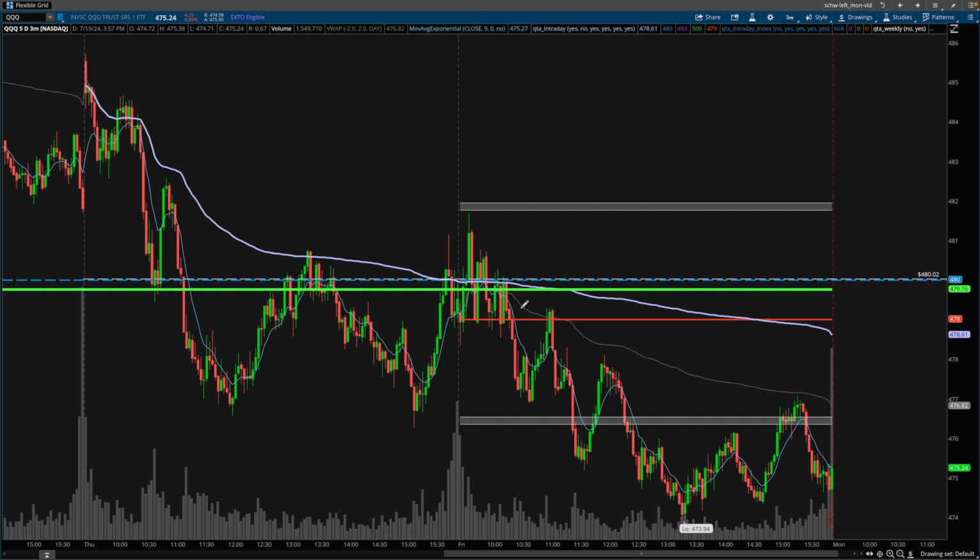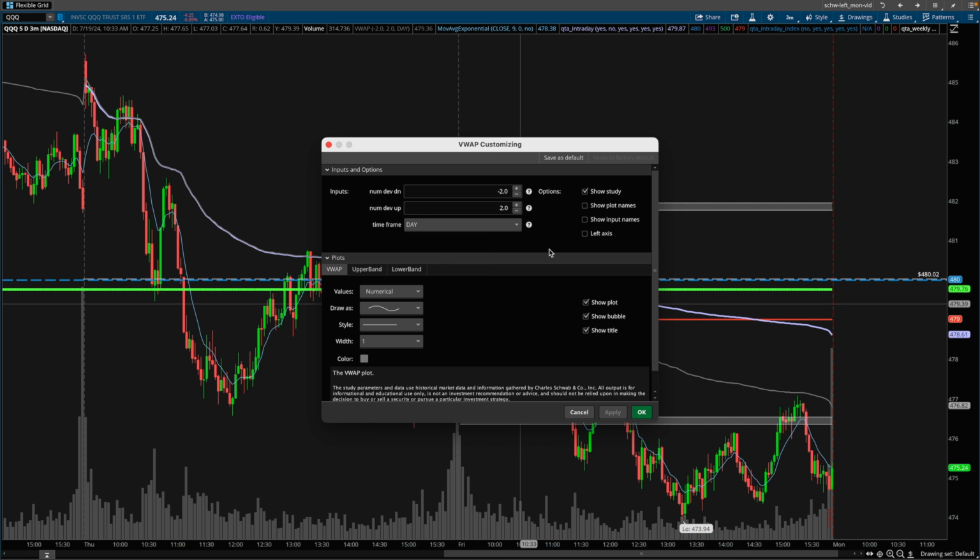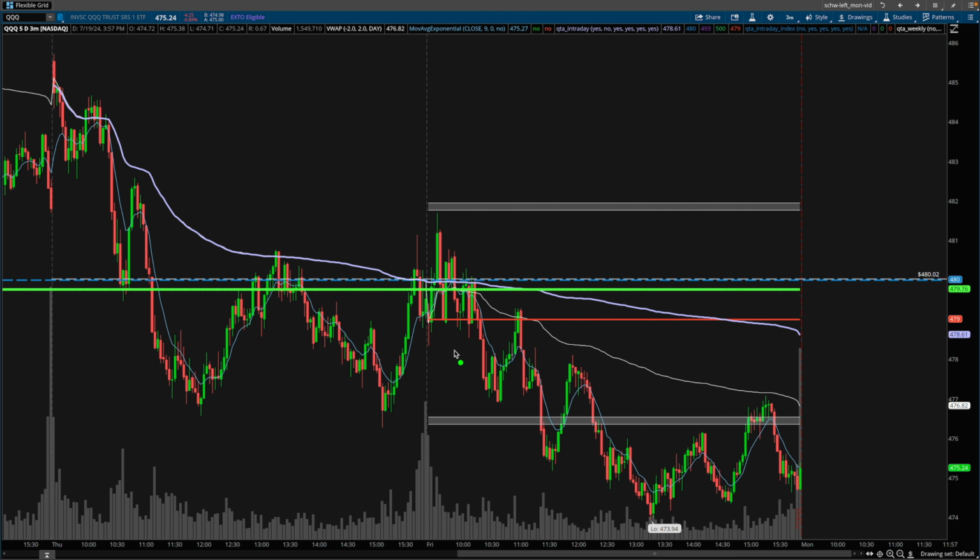VWAP, which is this light gray level, I'll actually make it a little bit more significant for you guys, or a little bit stronger. Let's make it pure white. So this is VWAP.